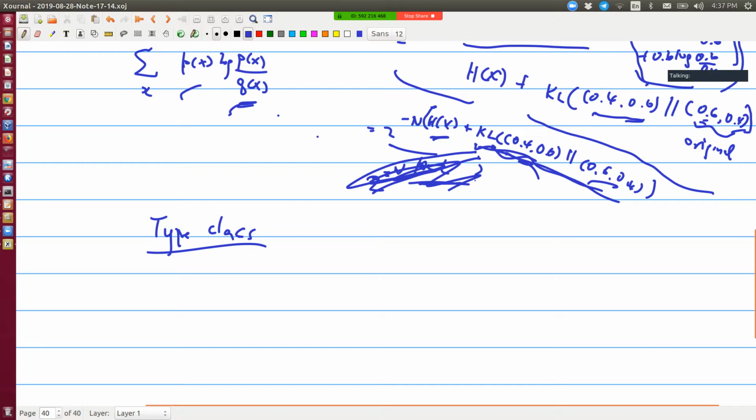Type class. Any type class is like, think of any empirical distribution like P(X), a distribution of your outcome. Then the type class is: a sequence belongs to a type. Just remember this is a particular distribution P here. Let's say this is the one where we have 0.4, 0.6.